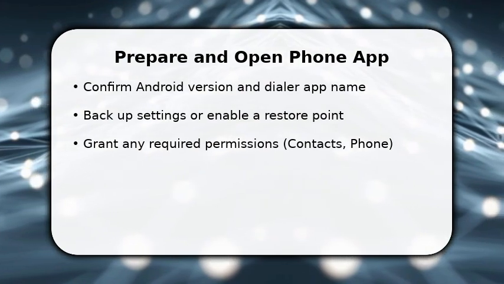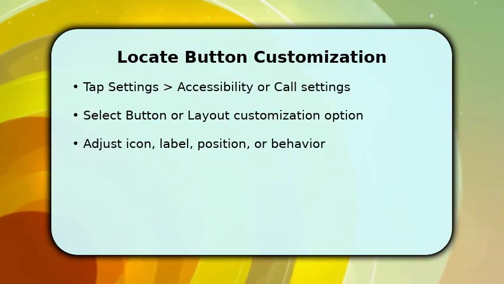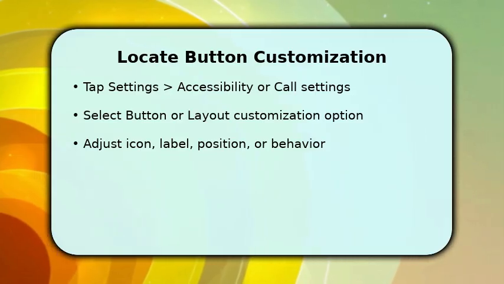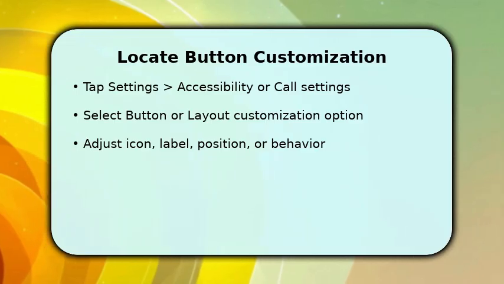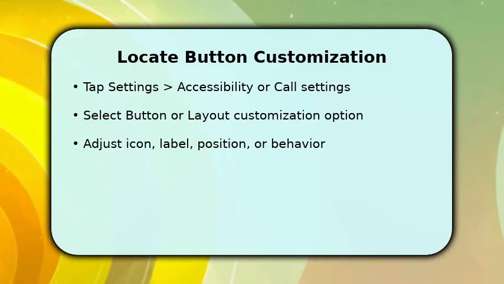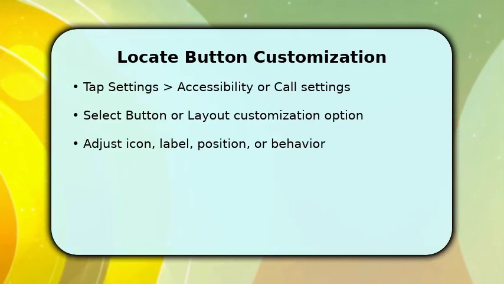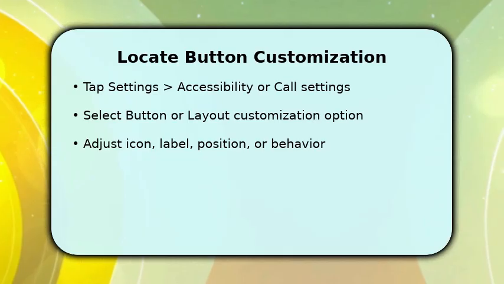Next, you navigate deeper. Go to Settings inside the phone app, then choose Call Settings or Accessibility depending on your device because manufacturers place options differently. Once inside, find Button, Layout, or Interface Customization and select it. This is where you edit the call button's appearance and action. You can change the icon, swap the primary/secondary buttons, or modify behavior like single versus long press.